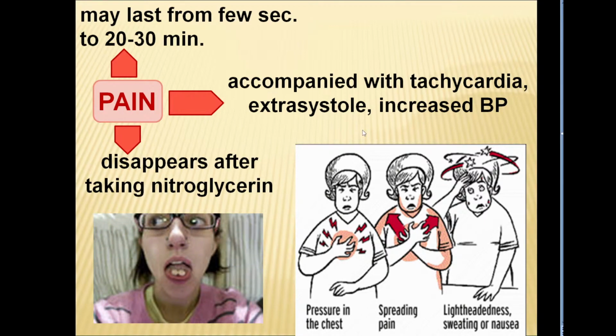And we remember, pain disappears after taking nitroglycerin, which we put under the tongue, or maybe some ointment with nitroglycerin, which we can put immediately on the heart region. In 3-5 minutes, pain disappears because the action of nitroglycerin is relaxation of coronary arteries. Blood flow comes back to normal and pain disappears.